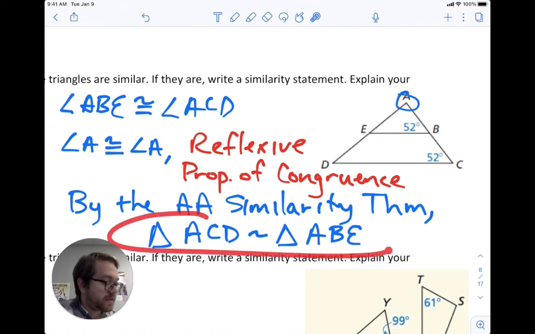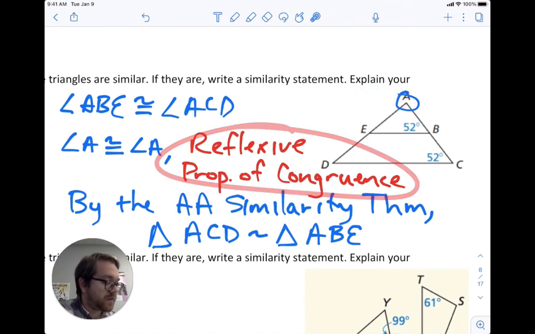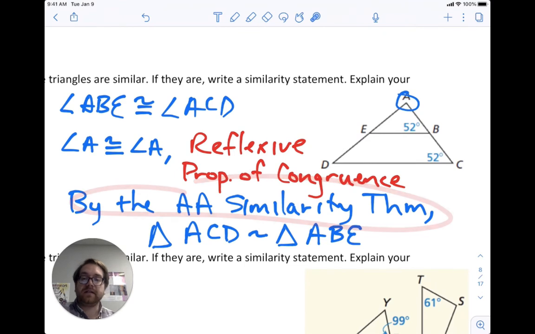And this is my similarity statement, right? When it says write a similarity statement, that's what it is. And when it said explain your reasoning, I talked about the reflexive property, and I said that I used the angle-angle similarity theorem to show this to be true. Okay? And so this is how you would approach a problem like this. How do I show these triangles to be similar to each other?